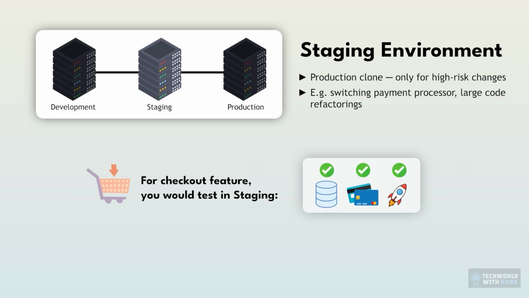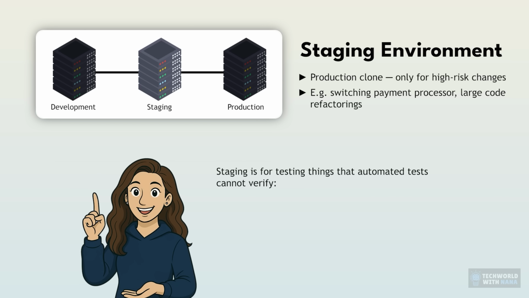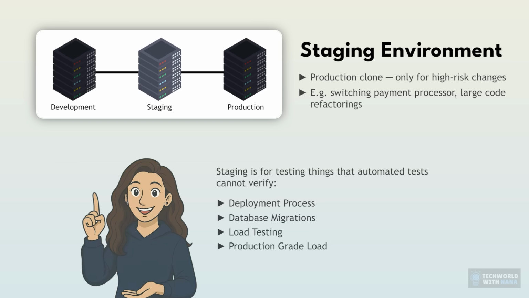But here is what you don't do in staging. You don't manually test every single feature. Your automated tests already verify that the feature works. So staging is for testing things that automated tests cannot verify, like deployment process, database migrations, load testing, production grade load for the application, and so on.